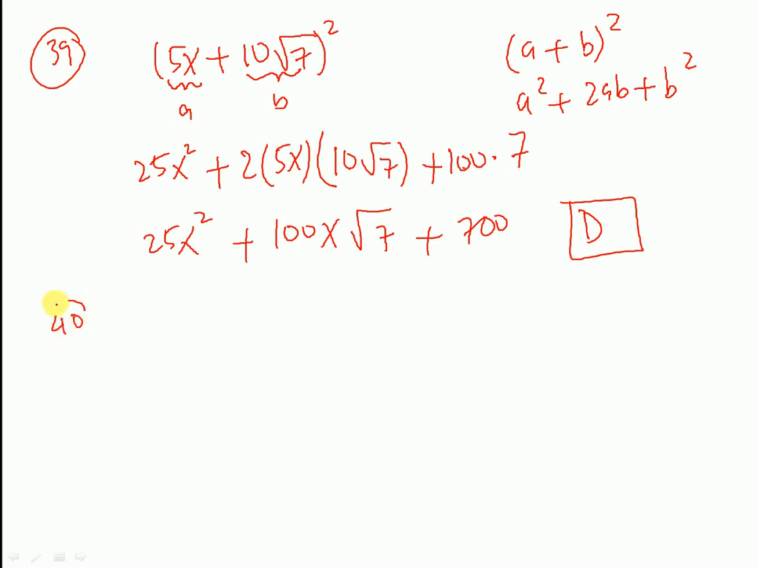Now let's do 40. The same thing. We have the square root of 3 minus the square root of 9, and m minus 3.